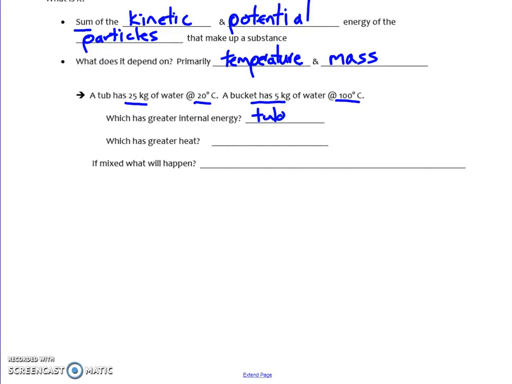For something we'll talk about in class, this 100 degrees is not 5 times the temperature of that. It's not even close to being 5 times the temperature. Like I said, we'll investigate that later. Which has the greater heat? Neither. Objects don't possess heat. If we mix them, what will happen? Then what we'll get is internal energy flow from the hot to the cold.